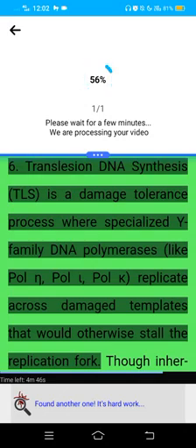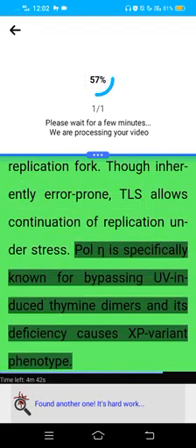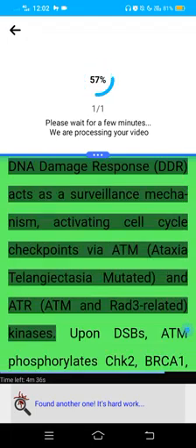6. Translesion DNA synthesis (TLS) is a damage tolerance process where specialized Y family DNA polymerases, like Pol eta, Pol iota, Pol kappa, replicate across damaged templates that would otherwise stall the replication fork. Though inherently error-prone, TLS allows continuation of replication. Pol eta is specifically known for bypassing UV-induced thymine dimers, and its deficiency causes the XP variant phenotype.